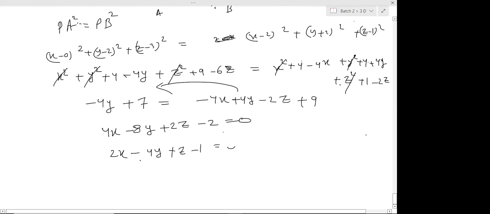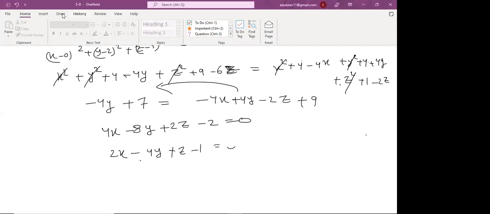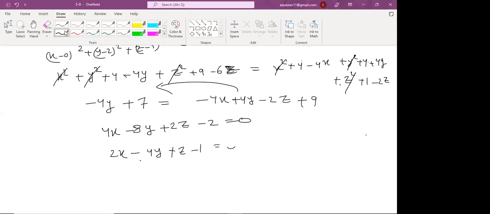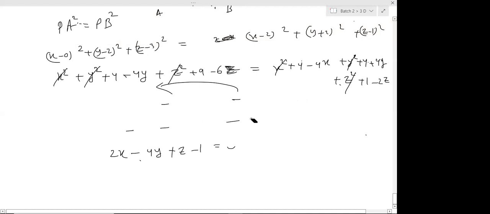Okay, I think I made one mistake. This is 6z, not 6. So I think these steps are wrong. I subtracted 13 minus 6, but that was 6z.